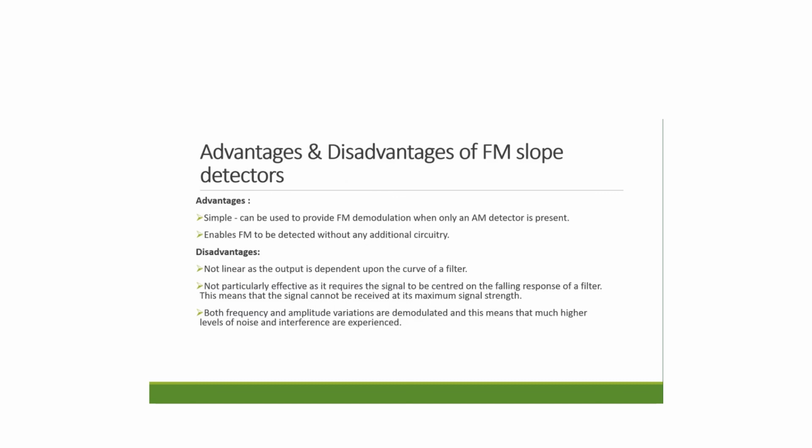Advantages and disadvantages of slope detector. First advantage is it is a very simple method, very simple to design, cost effective, and we can detect FM without using any additional circuitry. But there are some disadvantages, like it is non-linear, as output depends upon the curve of the filter. So it's non-linear. It's not particularly effective, as it requires the signal to be centered on the falling response of a filter. This means that the signal cannot be received at its maximum signal strength.